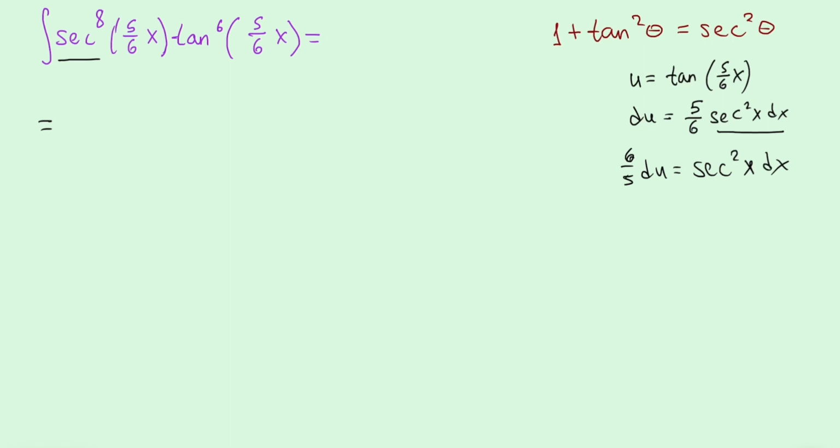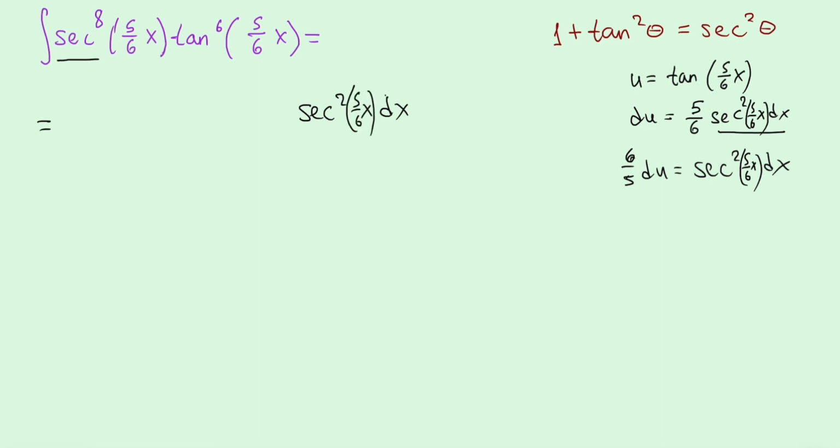So first thing to do is to pull out the secant squared x dx. So if we write this here, oh, by the way, this should be 5/6 of x. So we're gonna have 5/6x here, here, and here. Okay, so after we pull this out, what we're left with now inside the integral would be secant to the 6th power of 5/6x, tangent to the 6th of 5/6x.